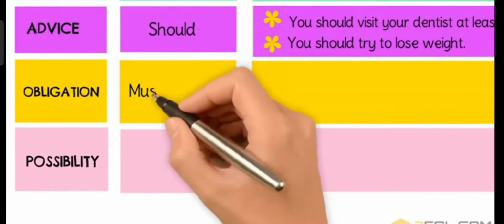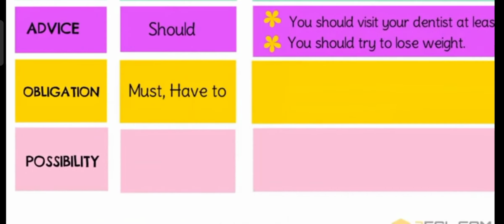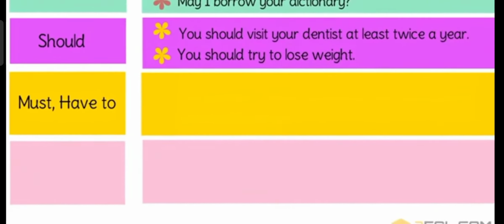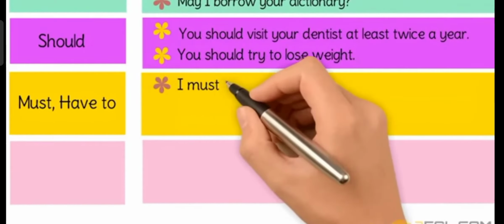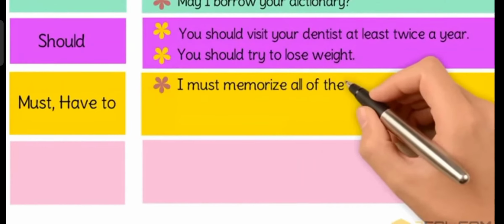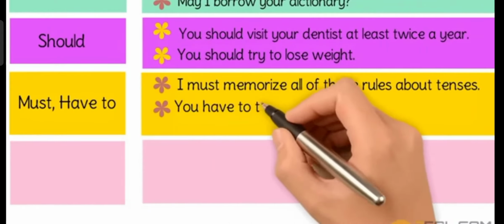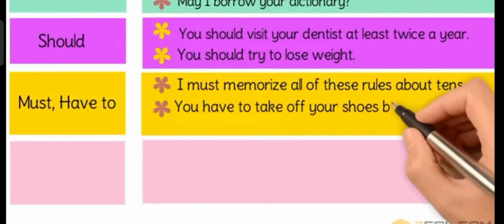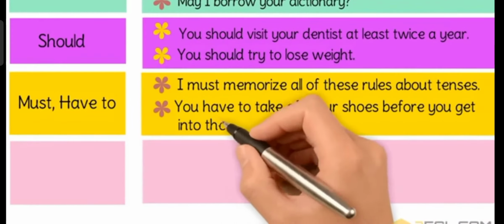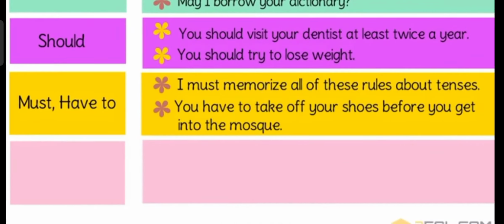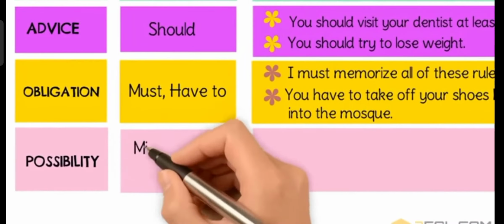The next one, that is obligation, that is must and have to. We'll see the examples. I must memorize all of these rules about tenses. Here with must, we are showing obligation. I must do that thing. The next one is you have to take off your shoes before you get into the mosque. This is a compulsion. Yes, you have to do that.